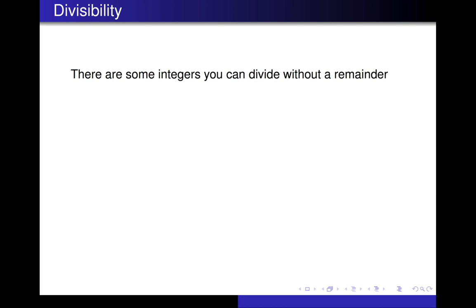So as we've seen, when we do a division problem, sometimes we get a remainder and sometimes we don't. This is going to be for those times where we don't get a remainder. So for instance, if we divide 6 by 2, we get a quotient of 3 with a remainder of 0. Similarly, with 18 divided by 9, we get a quotient of 2 with also a remainder of 0.